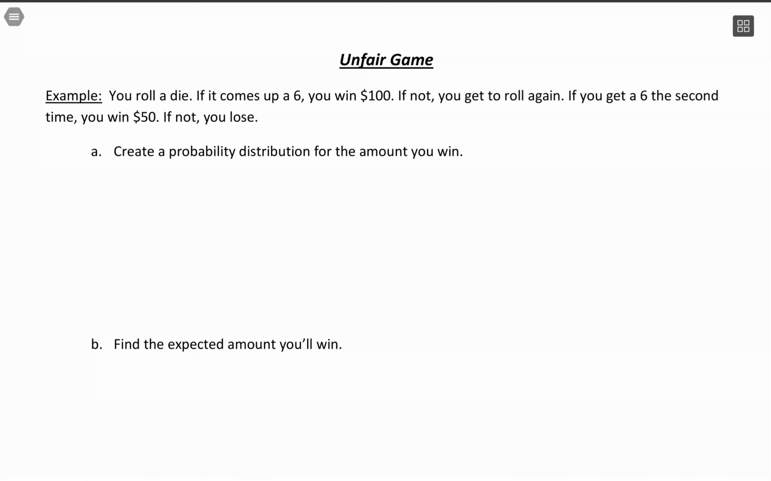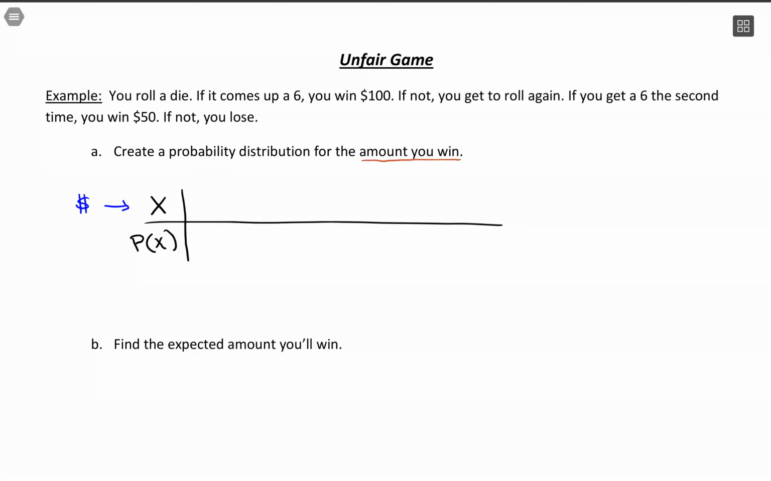So, first thing we're going to start with is creating a probability distribution for the amount you win. What can sometimes be helpful is just writing off to the side the possible outcomes, or you can even write it by the table. So to start our table, we'll have our x values and the probabilities. In this case, it gives you a guide for what to have x represent. We want x to represent the amount that you're going to win.